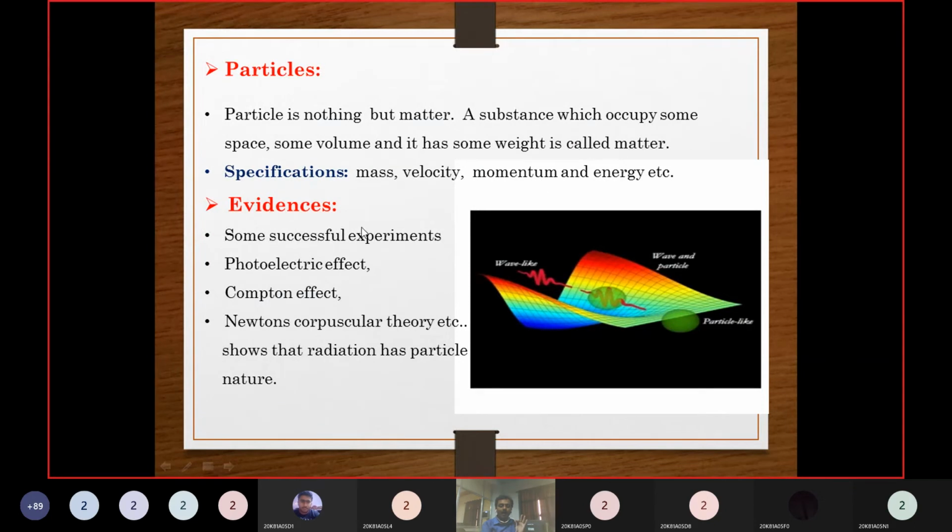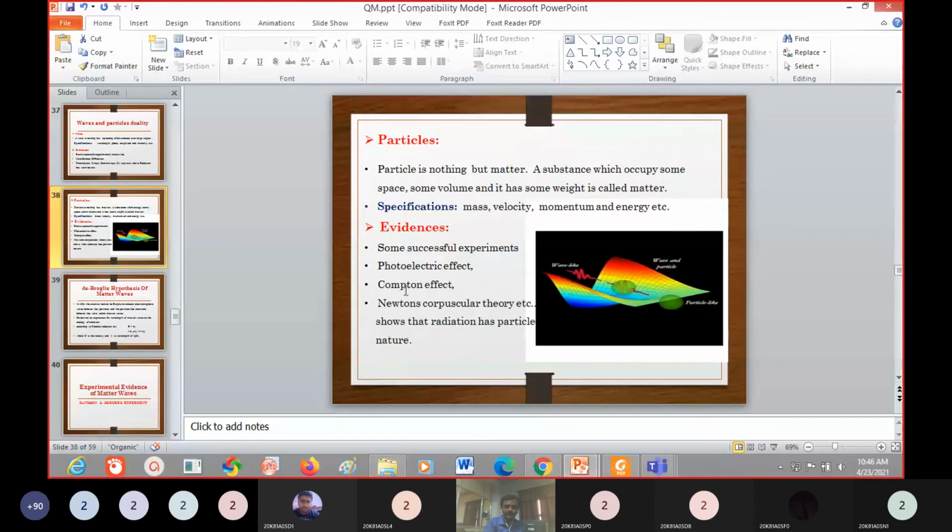So how do we establish that it is a particle? In the case of light, it should satisfy the photoelectric effect, and you should explain the Compton effect. According to Newton's corpuscular theory, he explained the particle nature of radiation. This is about the particle nature. So this is about light, which we have discussed up to now.